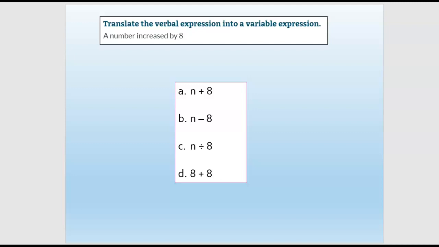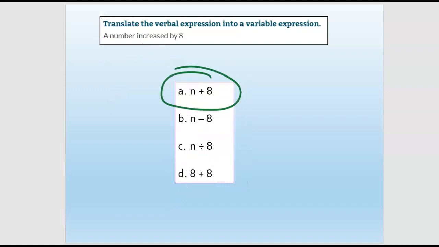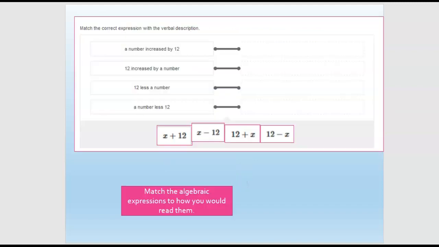So, a number increased by 8. Look for your variable when you hear a number. It's like some mystery number. Here we're choosing n as the variable. So we see it there, we see it there, we see it there. We do not even see a variable in D. A number increased by would mean plus. 8 is 8. So here we have it: a number increased by 8, n plus 8.